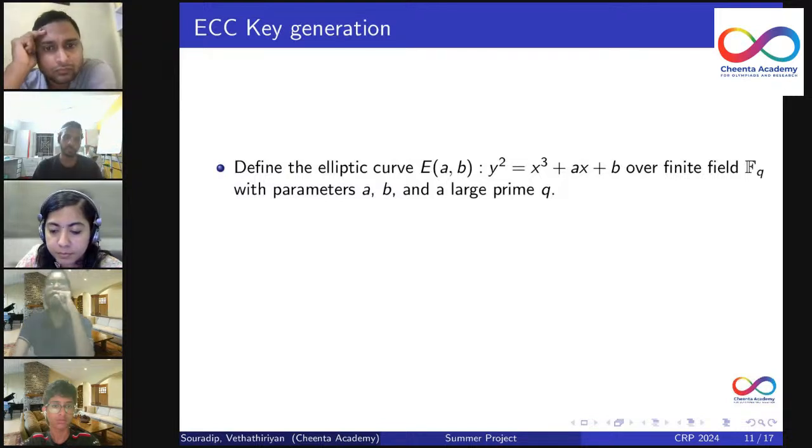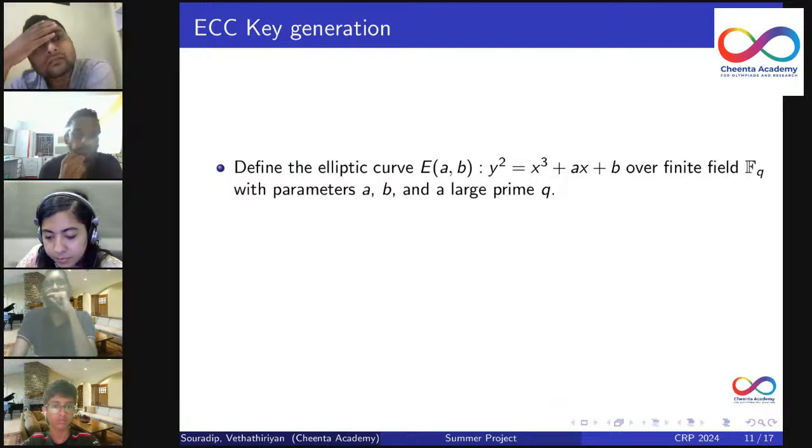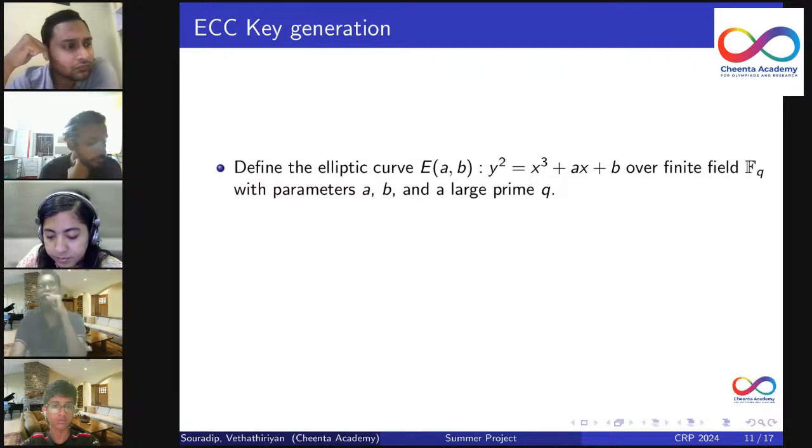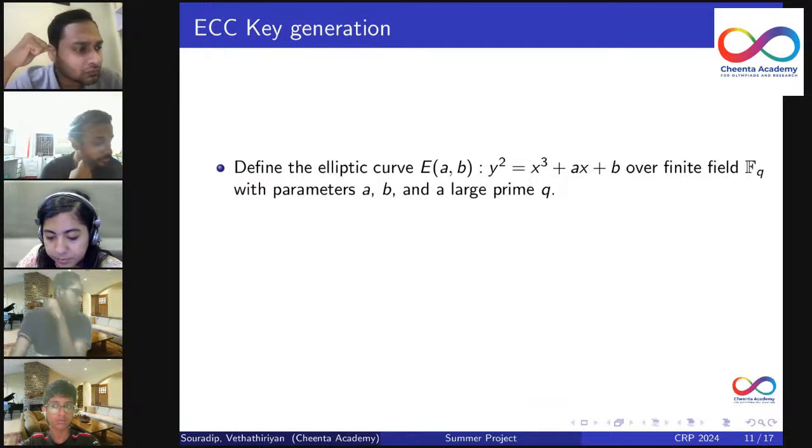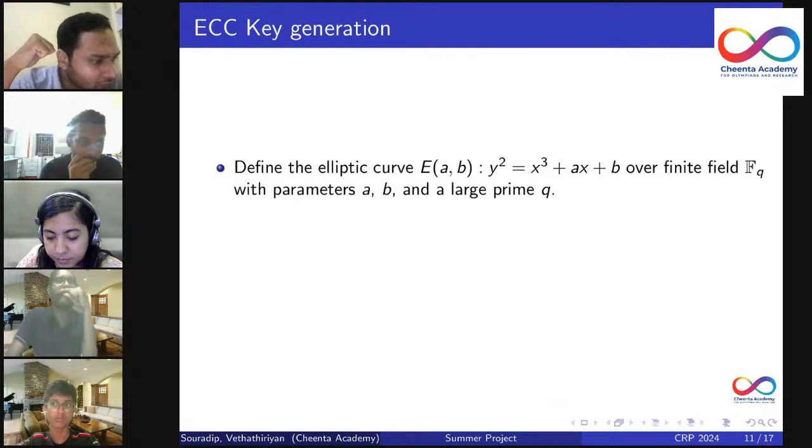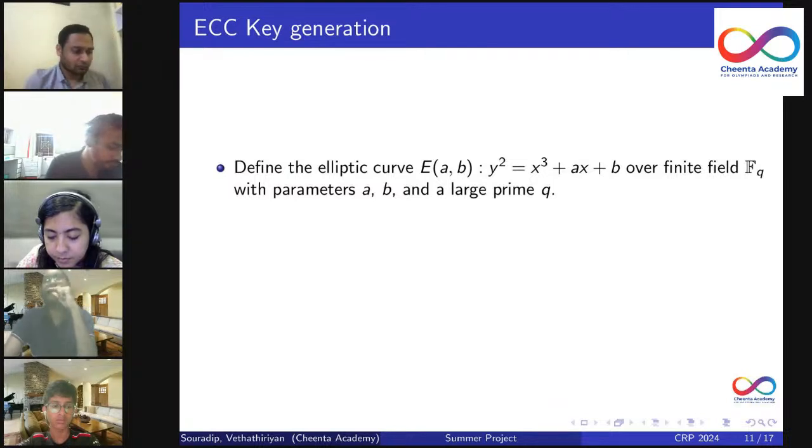Next, we come to ECC cryptography. This is also a public key cryptography like RSA, but it uses elliptic curves and ideas similar to that. Firstly, we normally define an elliptic curve E_{a,b} as y squared equals x cubed plus ax plus b over a finite field.